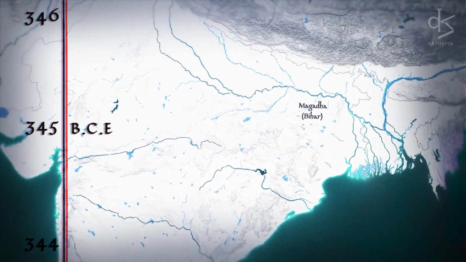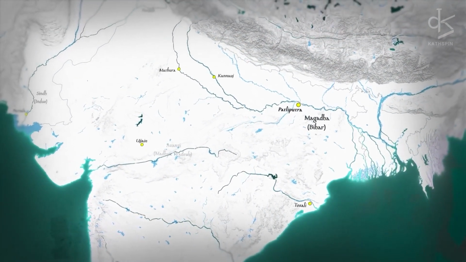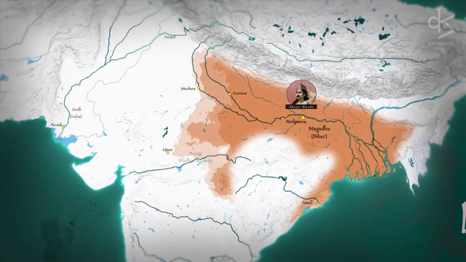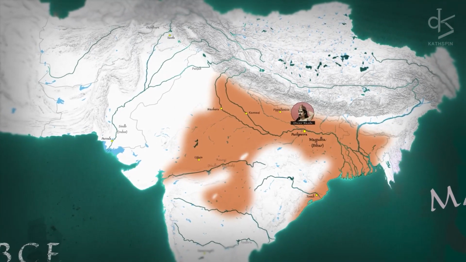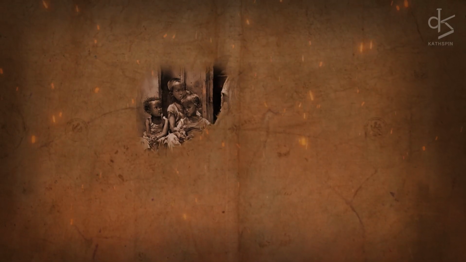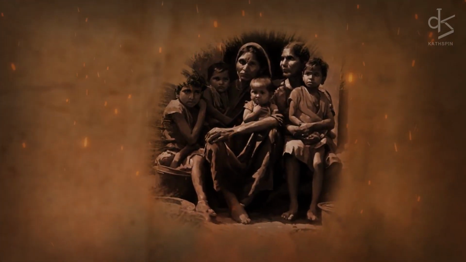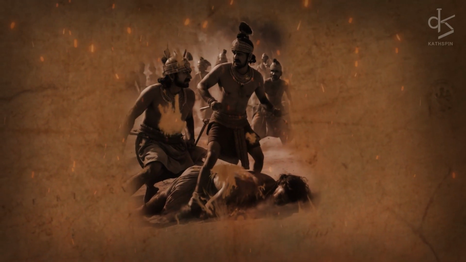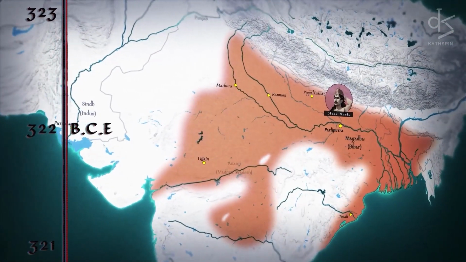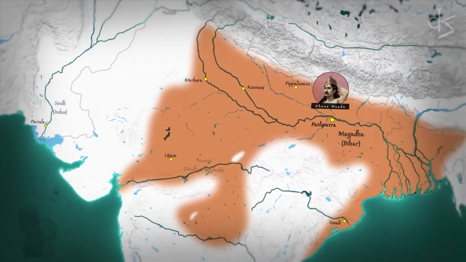Magadha, present Bihar, and its capital Pataliputra. Dhanananda, the last emperor of the Nanda dynasty, was ruling India, and his territory covered much of the Indian subcontinent. Taxes were high, poverty, chaos, corruption, and oppression were at their peak in most of the region. 322 BCE, Chandragupta Maurya defeated Dhanananda in two battles.